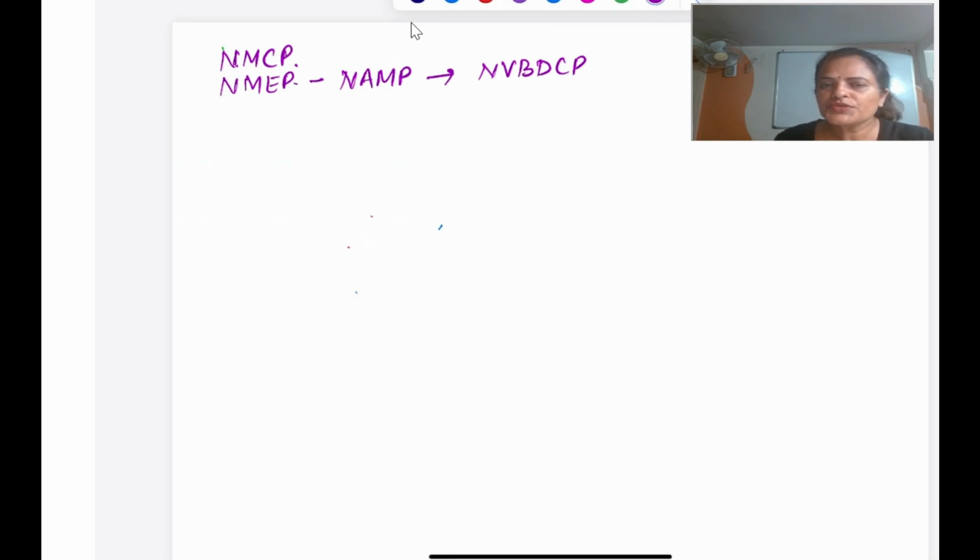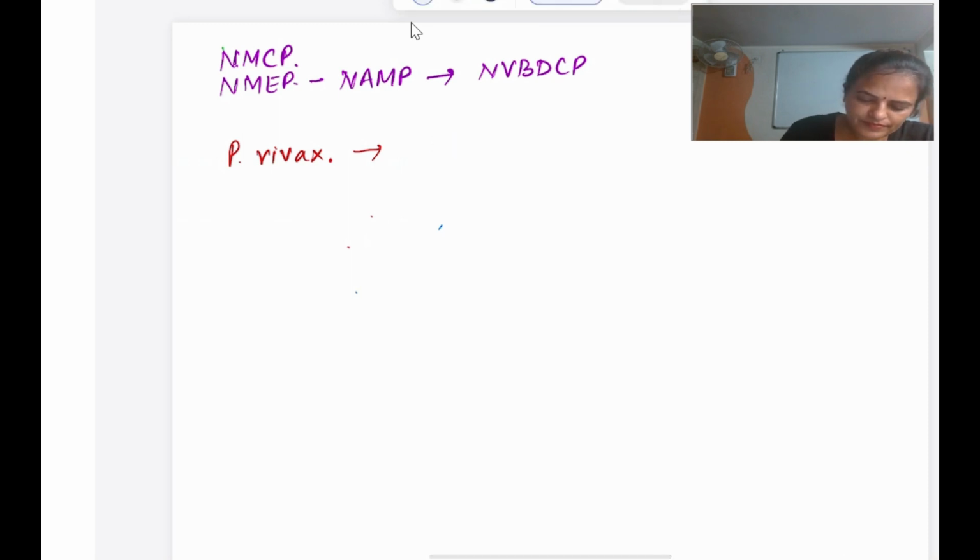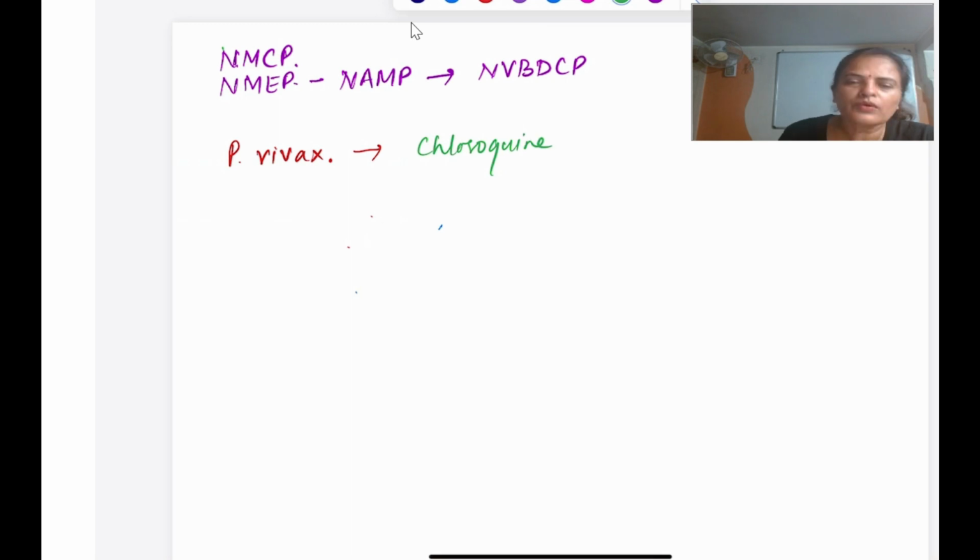Now what are the guidelines? Mainly we have to treat two species, Plasmodium vivax and Plasmodium falciparum. Coming to the first one, Plasmodium vivax. What to give for Plasmodium vivax? We will be giving chloroquine, 600 milligram followed by 300 milligram after 8 hours.